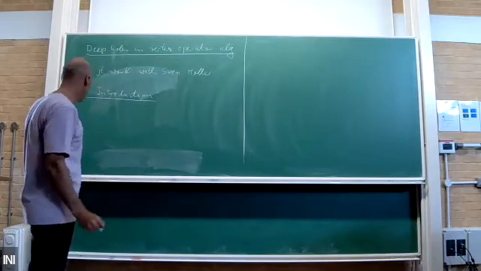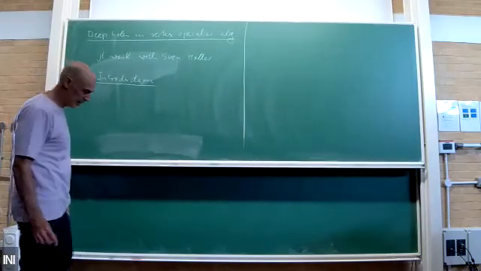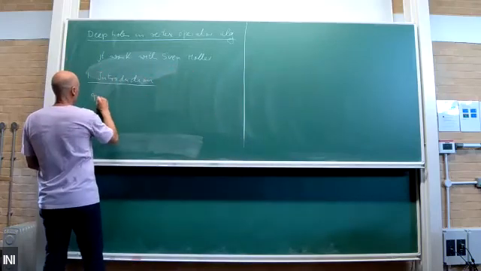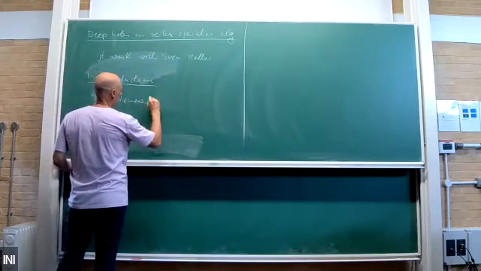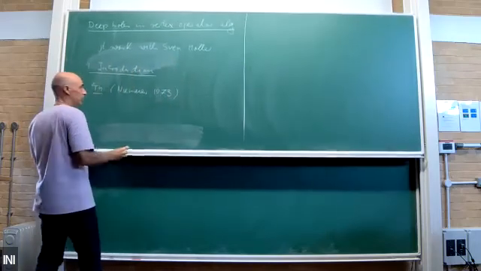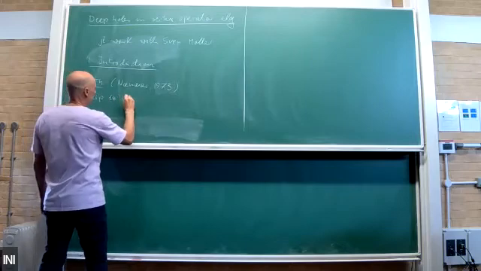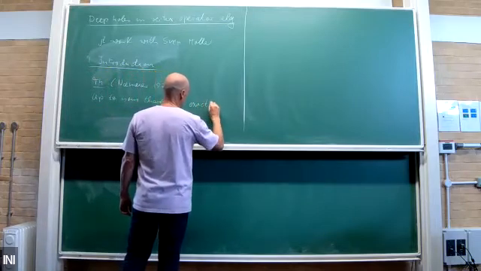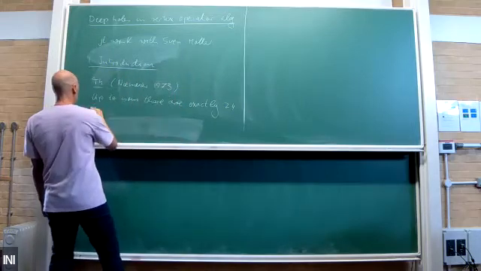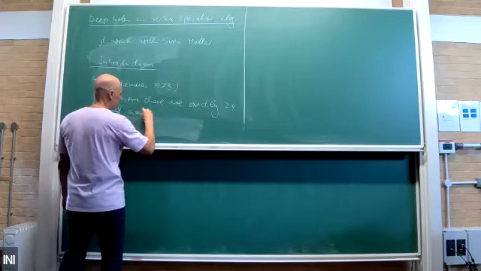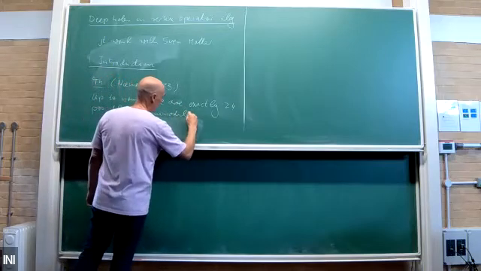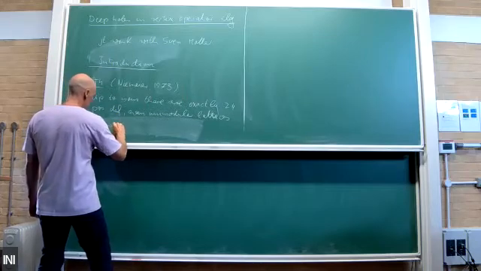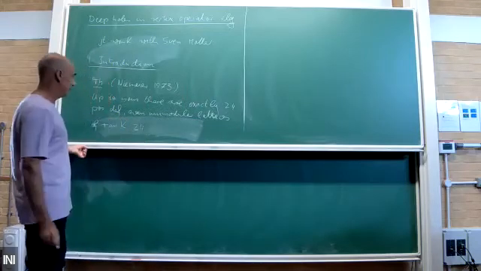We start in the 70s. In 1973, Niemeier has shown that, up to isomorphism, there are exactly 24 positive definite even unimodular lattices of rank 24. Okay, so this is our starting point.